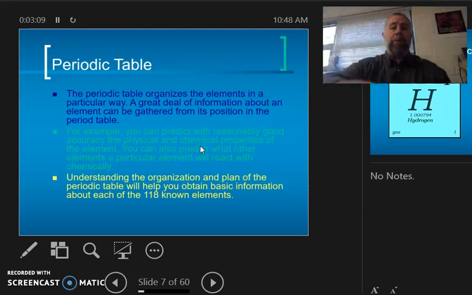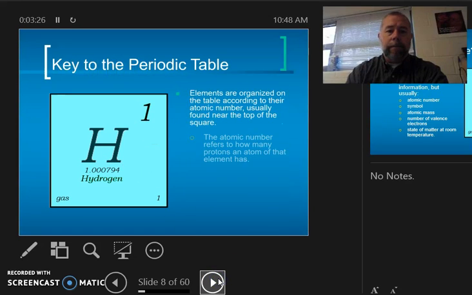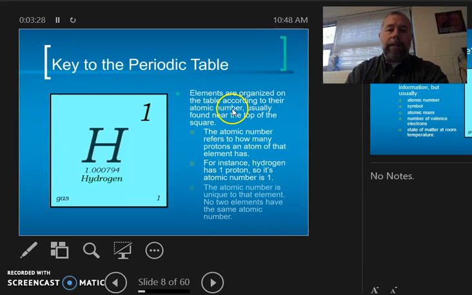You already know that the numbers work because of the protons, right? Every time we add a proton, it becomes a new element. Okay, so you see the number up there, the atomic number. You don't have two number ones, do you? You only have one: hydrogen. Elements are organized in the table according to their atomic number. You guys should already know this information. You don't need to write it all down.